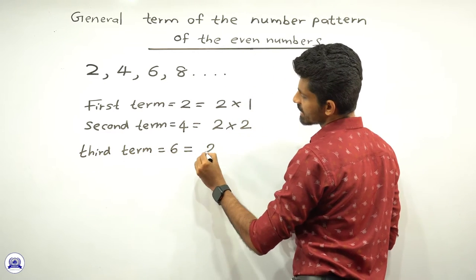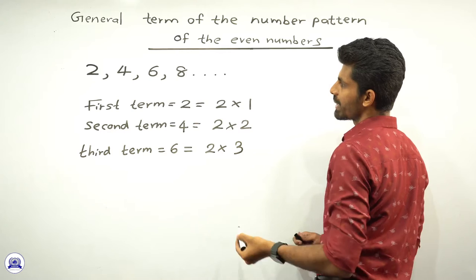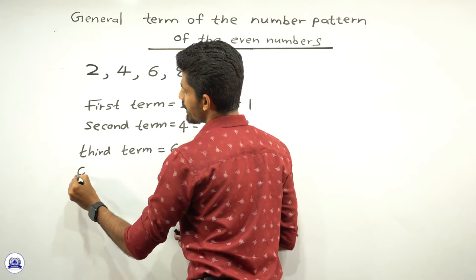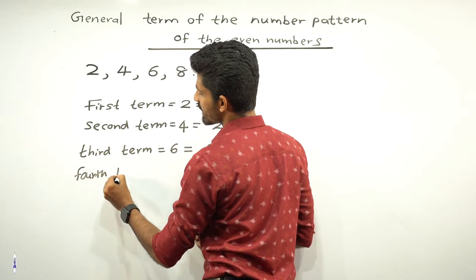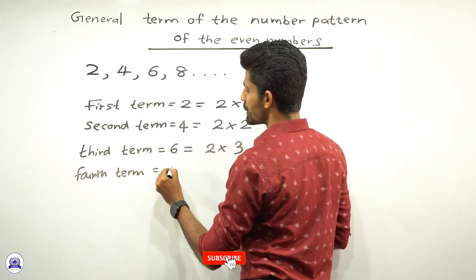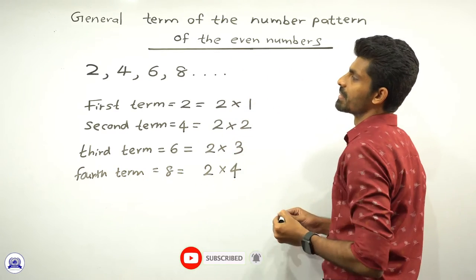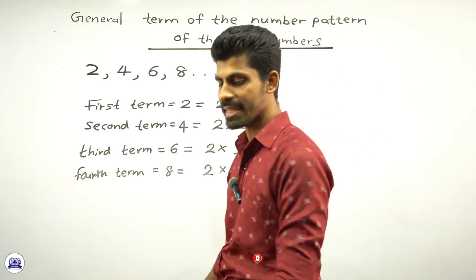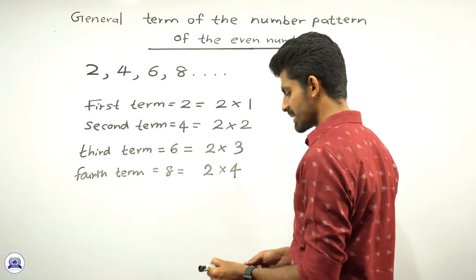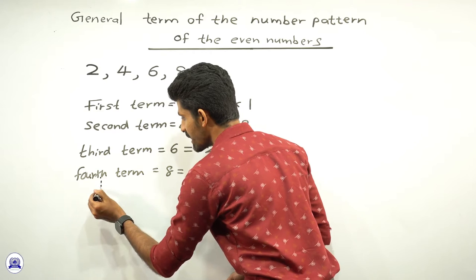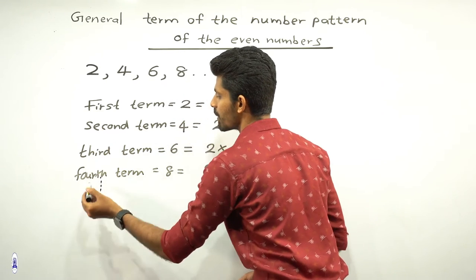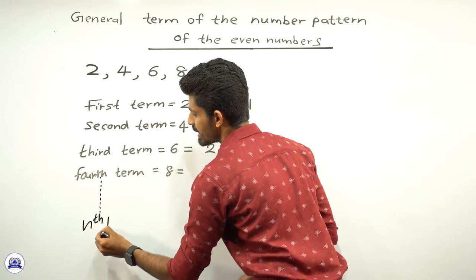Equals to 6. That means 2 into 3. Fourth term equals to 8. That means 2 into 4. Very easy, you already learned that one in the first lesson, the first video as well. Then you can find the third, fourth, and nth term.